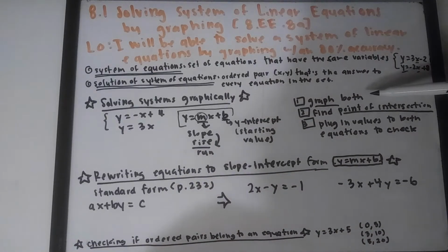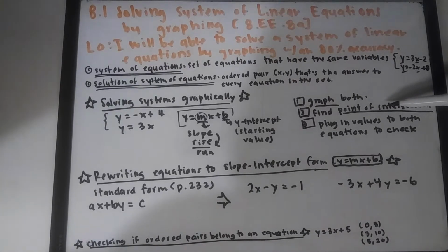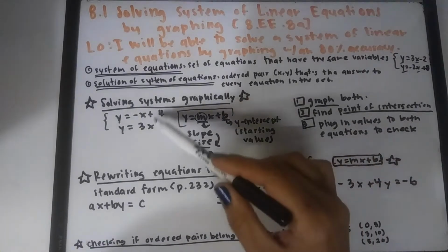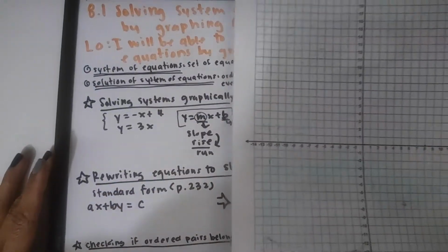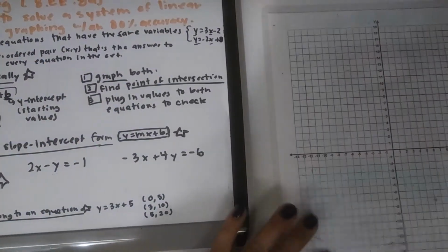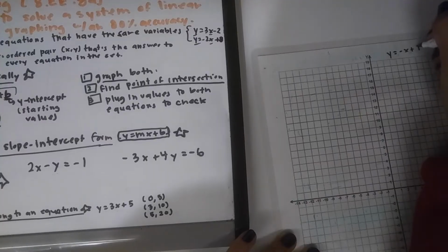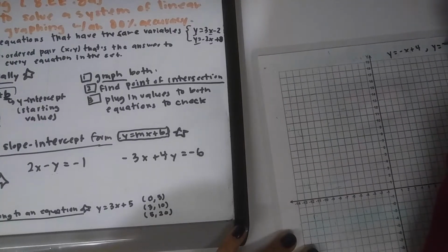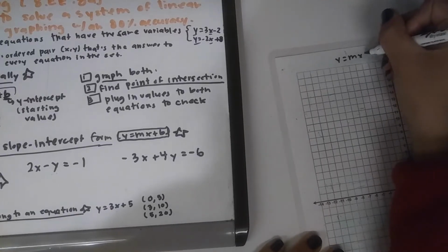So first thing I'm going to do is graph the equations. Then I'm going to find the point of intersection where they intersect. And then I'm going to plug in values to both of those equations and see if the point that I got is correct. So let me have the graph right here. Let me just write the equations right here. So I have y equals negative x plus 4, and then I have y equals 3x, remembering my slope-intercept form.